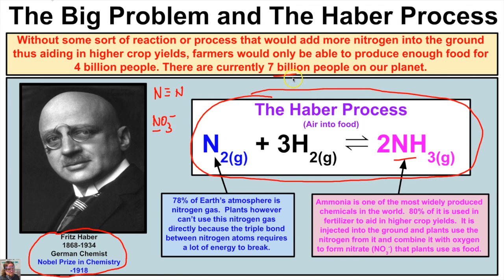The 7 billion people on this planet can now eat because of this process right here. However, there becomes an issue here. How can we increase the production of NH3, of ammonia? How can we increase the production? How can we perform this chemical reaction more efficiently?